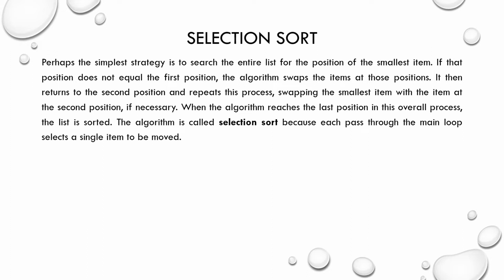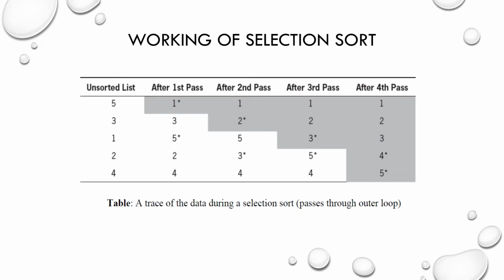Now we can understand its working. For example, let's say this is the unsorted list which is given to us and we have to arrange it. How does selection sort work? In the first pass it finds the smallest element of the whole array available. If you see this whole array, you find that the smallest element of the whole array is 1.